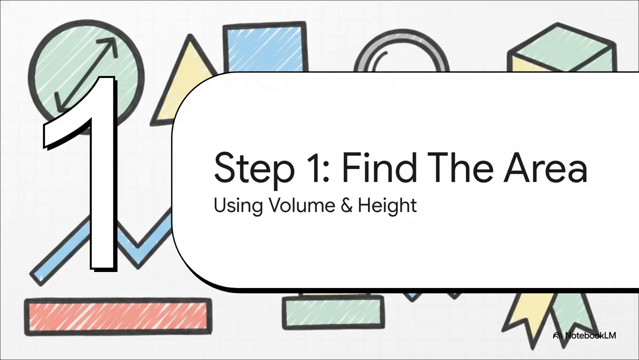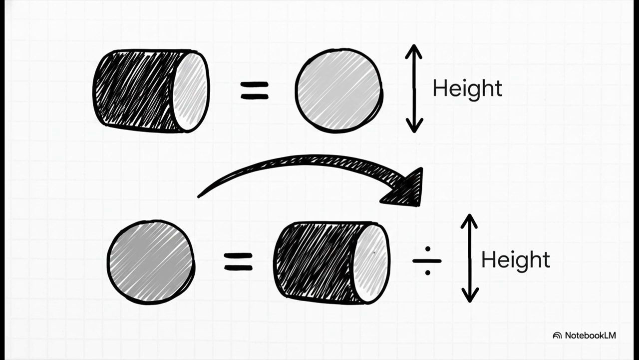Okay, step 1 it is. Let's use that volume and height they gave us to hunt down that missing area. Now, you probably remember that for any cylinder, its volume is just the area of the flat bit on the bottom times its height. So we can just work backwards, right? If we take the volume and divide it by the height, that's going to give us the area.